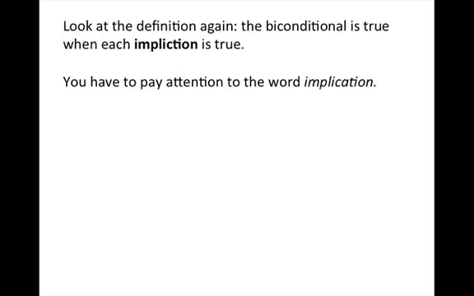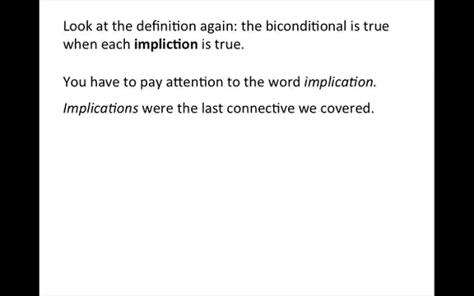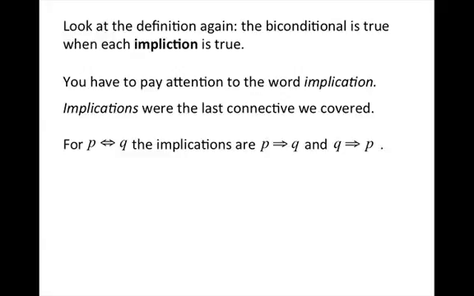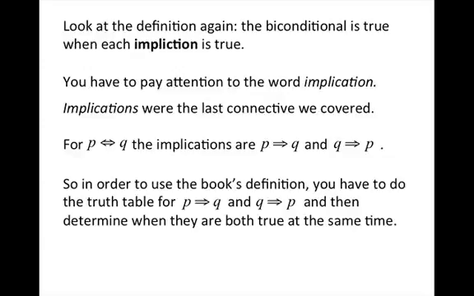So let's look at that word implication. That was the last connective we just covered. If I have the biconditional P if and only if Q, that's made up of two implications. Notice that's a double arrow, so it goes both ways. That means P implies Q, and read it the opposite way, Q implies P. So in order to use the book's definition, you have to do the truth table for P implies Q and Q implies P. And you've got to determine when they're both true at the same time. So let's do that truth table.